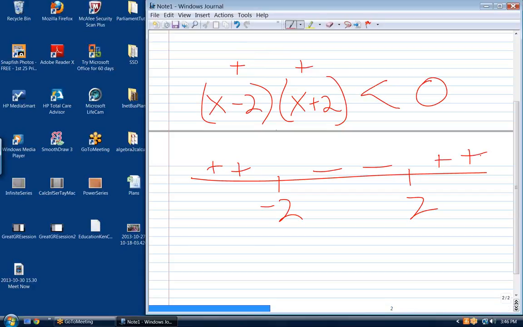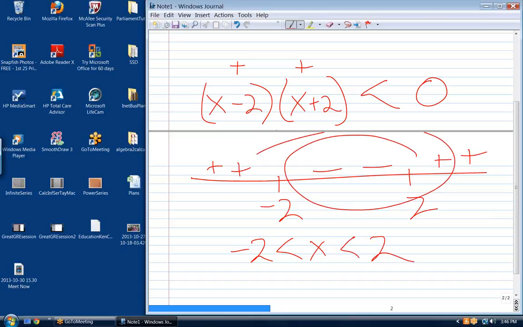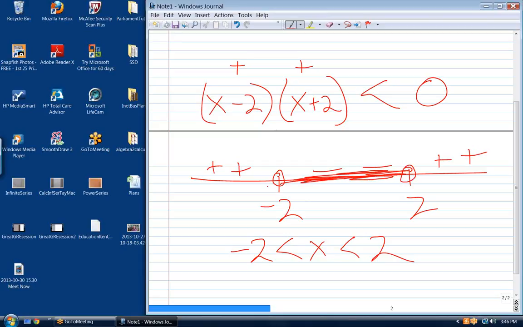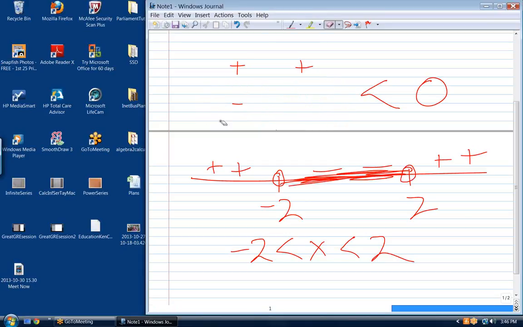So your solution is what? Your solution would be x is greater than negative 2 but less than 2. This area right there. And if you wanted to graph that on the chart, use open, open, like that. Okay. Alright.